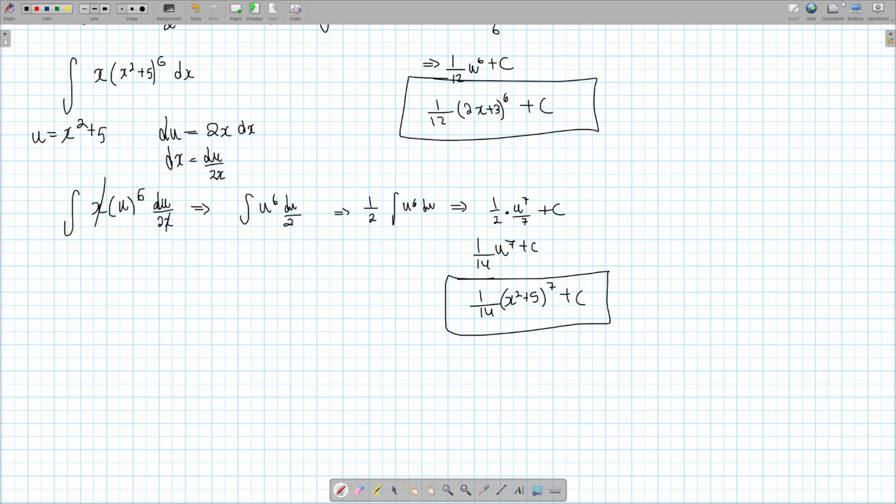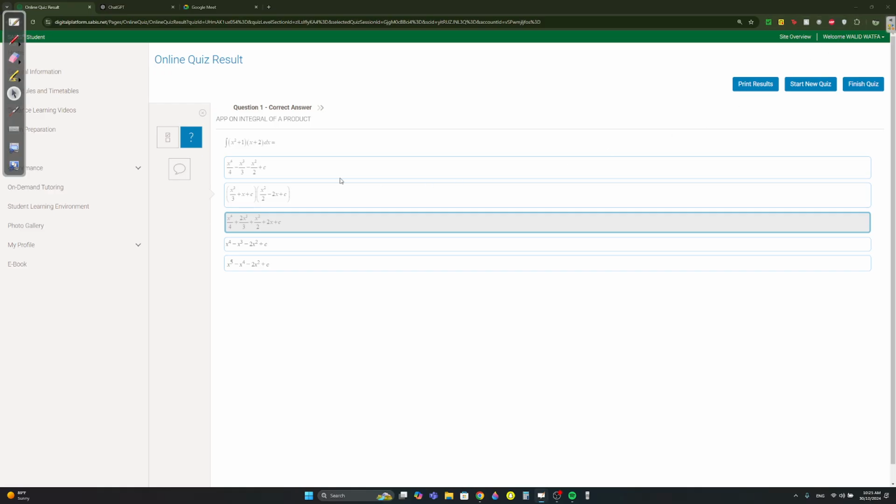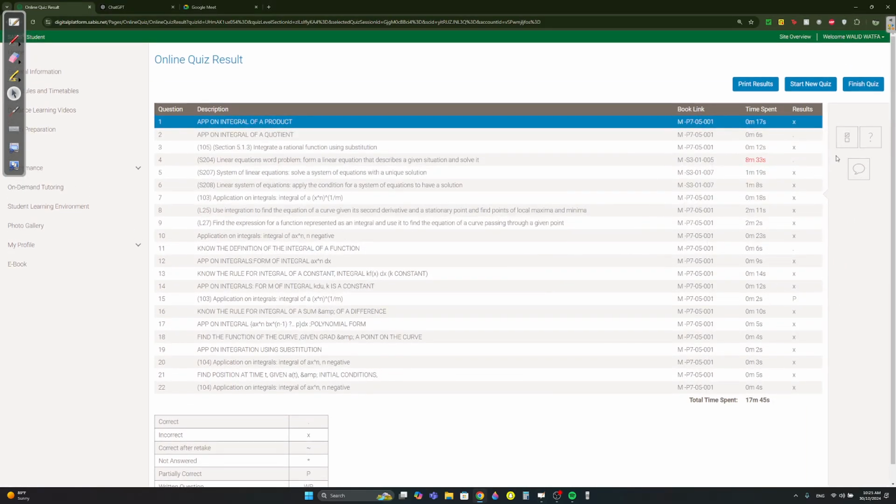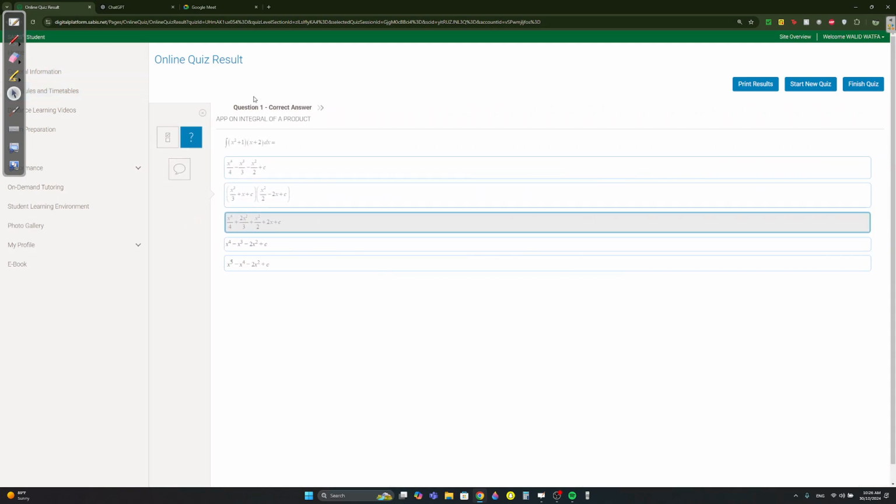This is how you integrate using U-substitution. I think that's it, there's nothing else for me to explain. These questions are fairly easy with a few exceptions, maybe two or three a bit tricky ones.